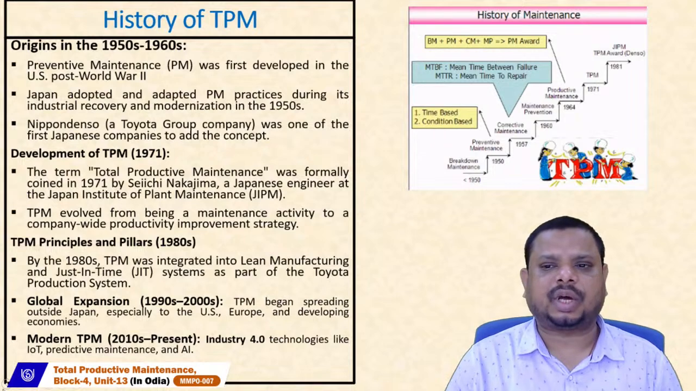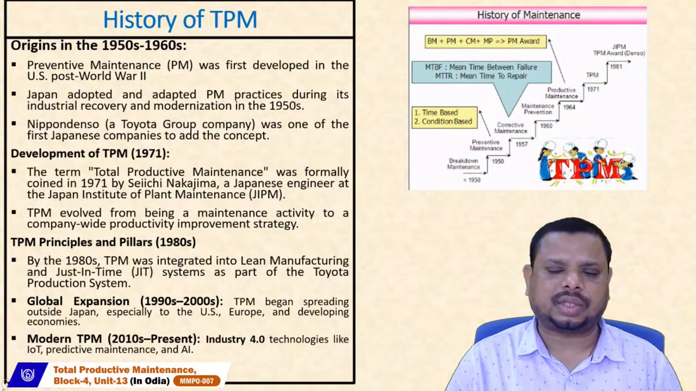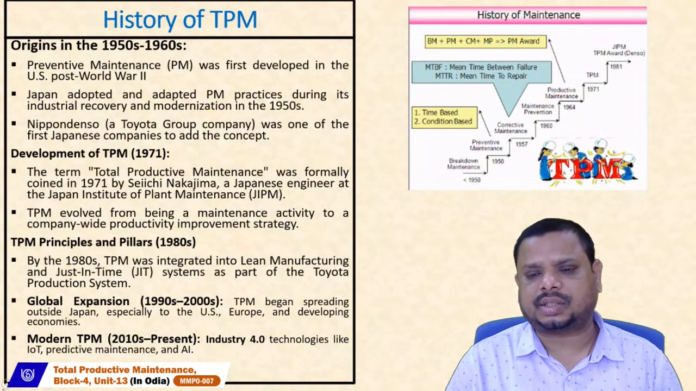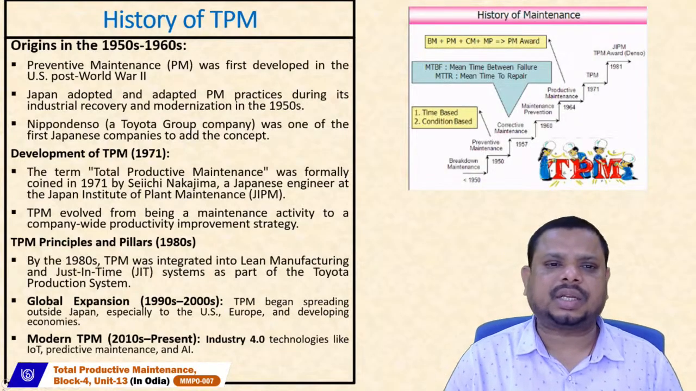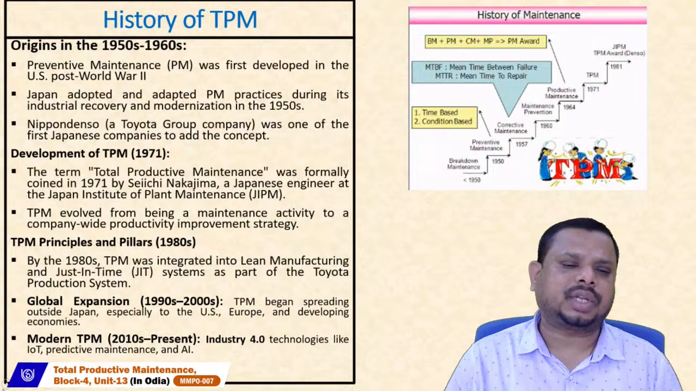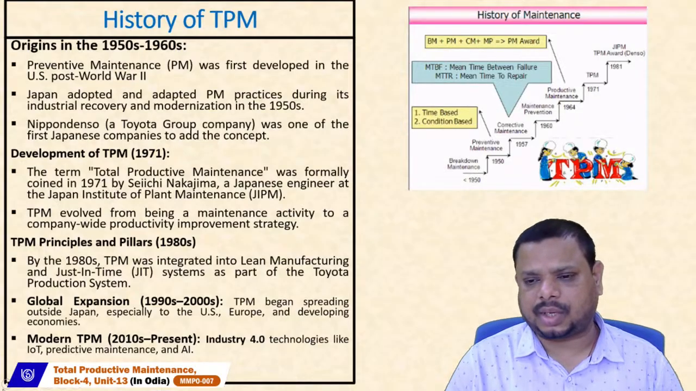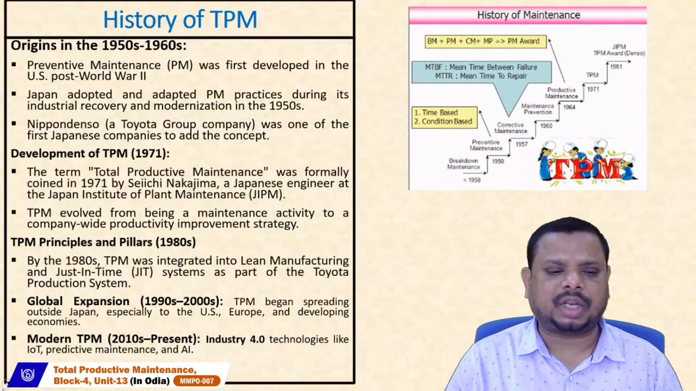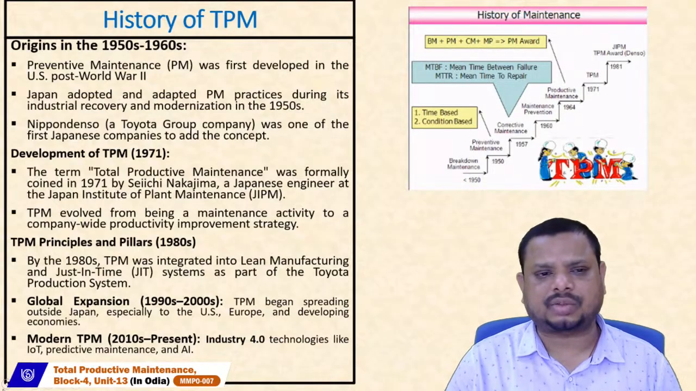Again, in 1971, total productive maintenance was introduced. In 1981, the Japan Institute of Plant Maintenance TPM award was introduced. So this is the entire history of maintenance starting from 1952 till date, and it is applicable to the first generation of industry, the second, the third, as well as the fourth generation, Industry 4.0, where you can use vast amounts of IoT-based technologies, artificial intelligence, and many more technologies, especially predictive maintenance.